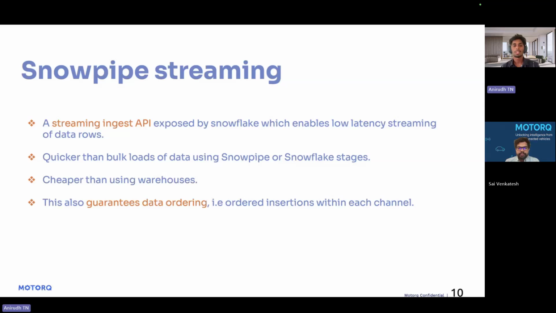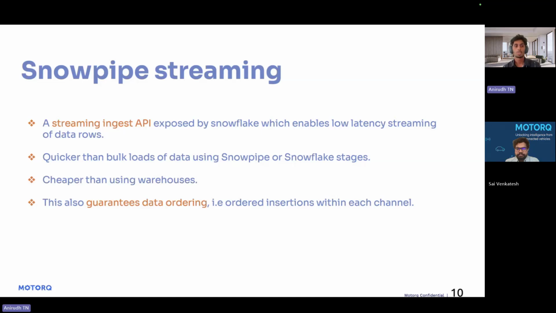For our use case, and I'm sure for many of your use cases, data ordering is a critical component. We want to deliver data in the same order in which it came in. We don't want to let the newer messages come first and then the older messages. So this also guaranteed data ordering within channels or within partitions, which was a pretty critical component for us. Now the Snowflake part was figured, but we still needed a way to have a reliable system that bridged this.